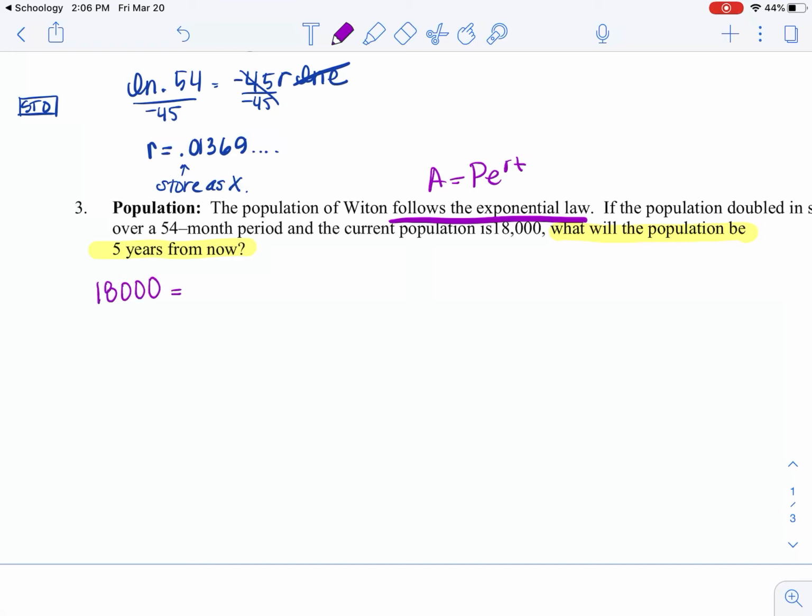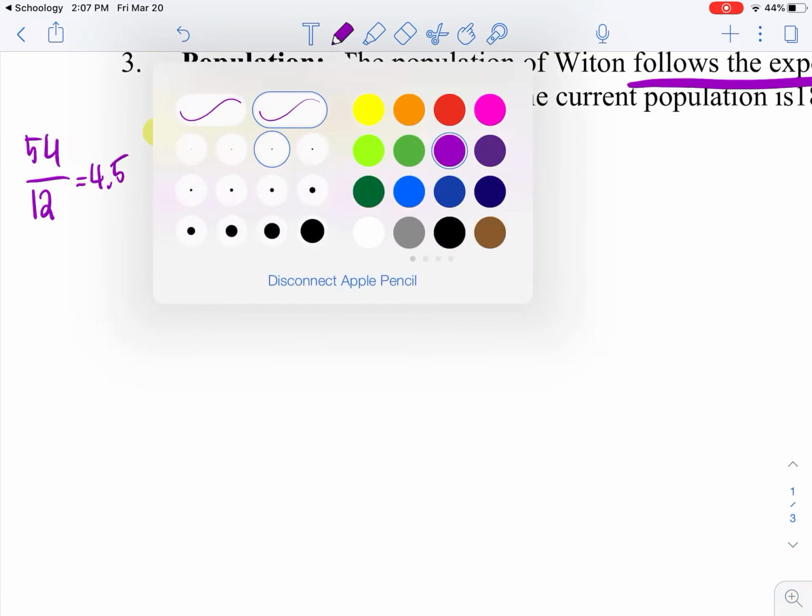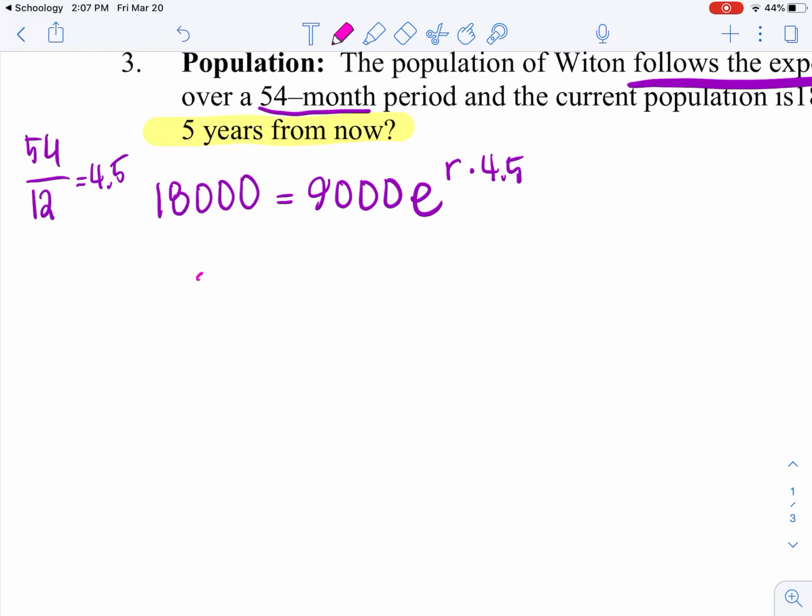So I'm going to say my current population is 18,000. It doubled, so that means that the initial population was 9,000, times e to the rate, which I'm solving for, times time, which is not 54. 54 months is not what I use. I use years. So I have to do 54 divided by 12 to get how many years this is. That's 4.5. So 4.5 is my time. All right. Divide both sides by 9,000. I get 2 is equal to e to the 4.5r.